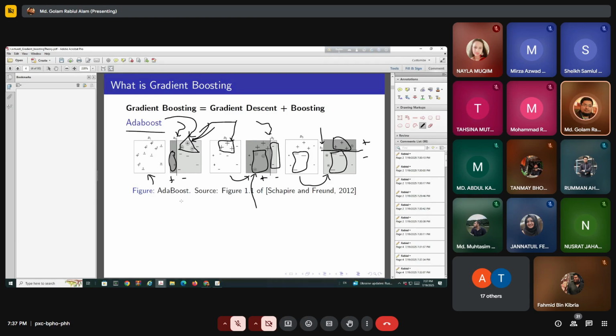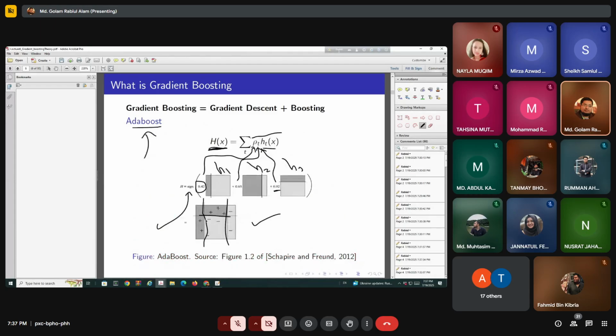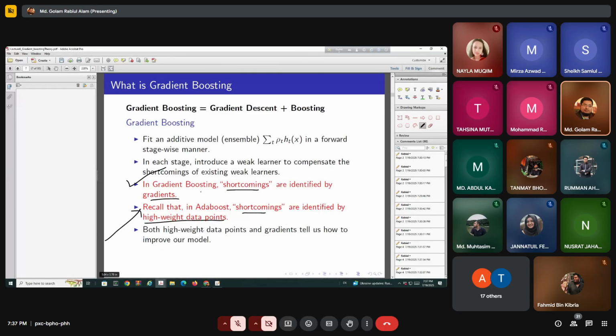So shortcomings are identified by the high weight of the data points. But in the case of gradient boosting, we will utilize the gradient to identify the shortcomings. The other structures are nearly the same, a little bit different. We will see what actually is different, but the philosophy is the same.